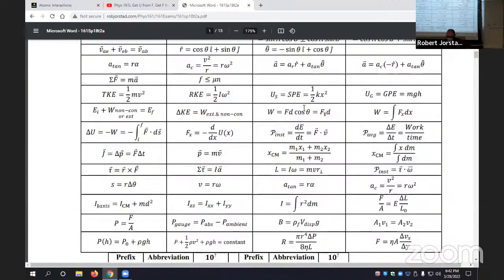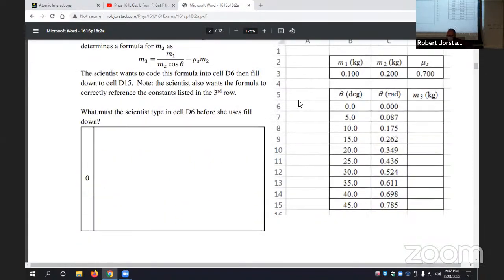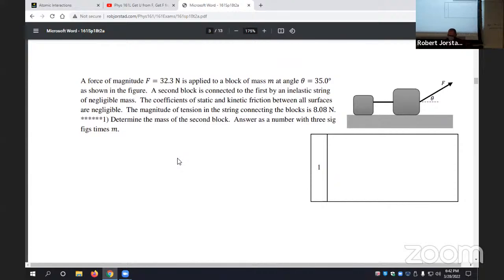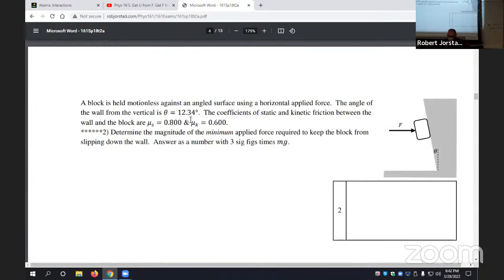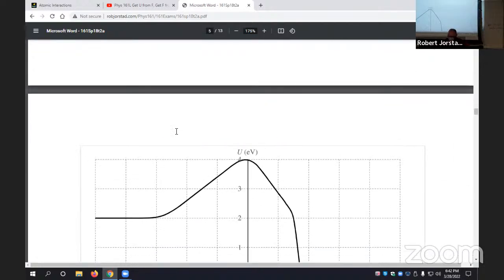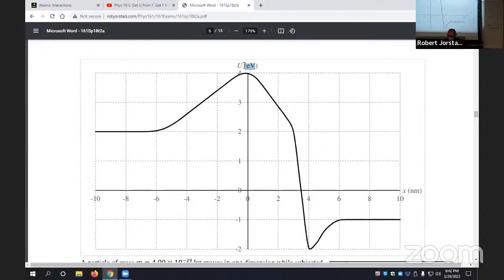How might I mix this up? Well, I probably won't do Excel this year. It's like I said, some blocks. This one I gave you some numbers. Do you see that? Sometimes I'll give you numbers, sometimes I won't. Here I give you a number for the angle and the coefficients, so you could plug in those numbers, but your final answer has to be 3 sig figs times mg. That's a very common way I ask you to do problems. Forces. Oh, yeah, EV in nanometers. You guys love it, I'm sure.